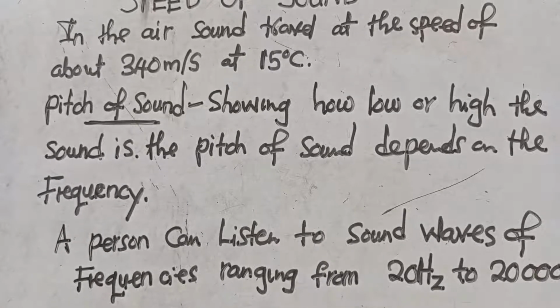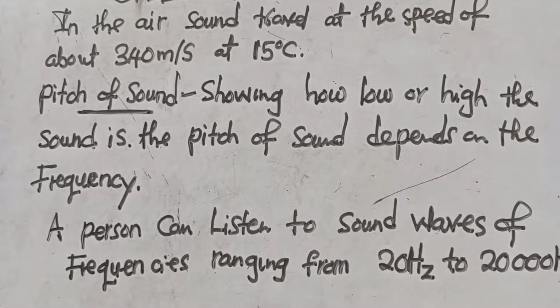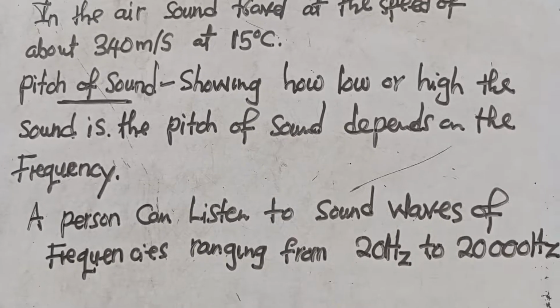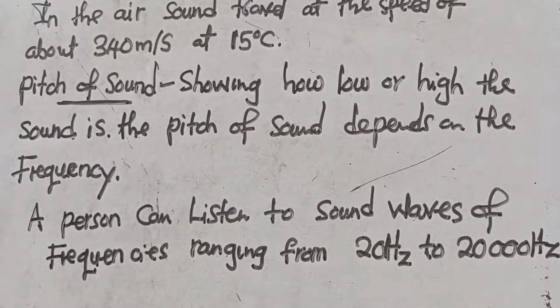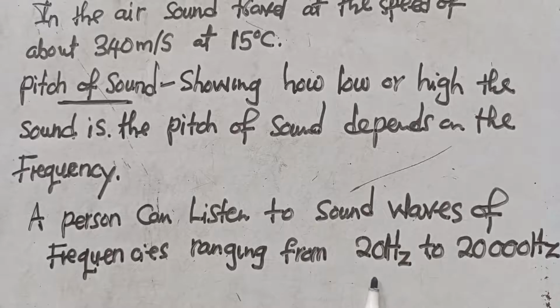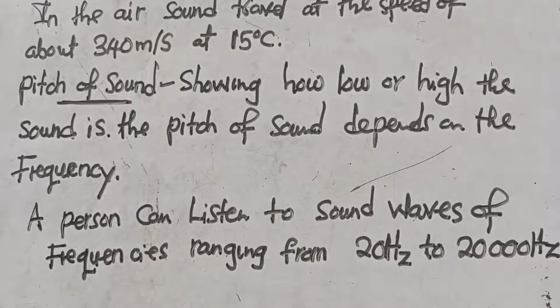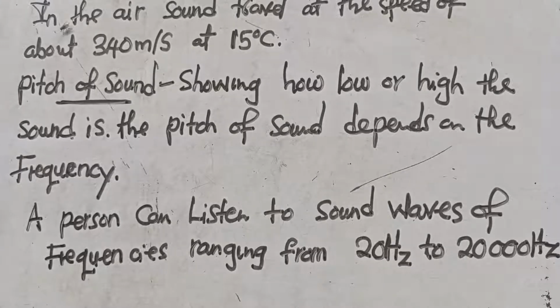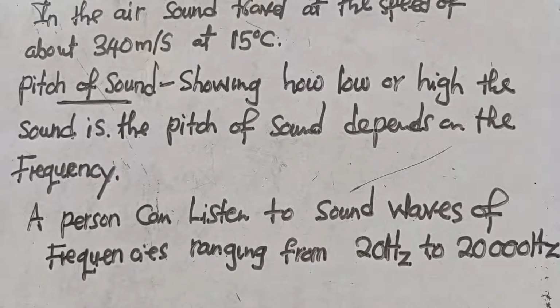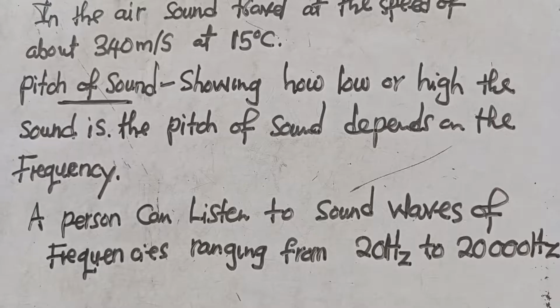So this is the audible frequency range. If I ask you what is the audible frequency range, a person can listen to sound waves of frequencies ranging from 20 to 20,000 Hz. You only get to listen to frequencies in this range. This is something that is so easy to know and understand.